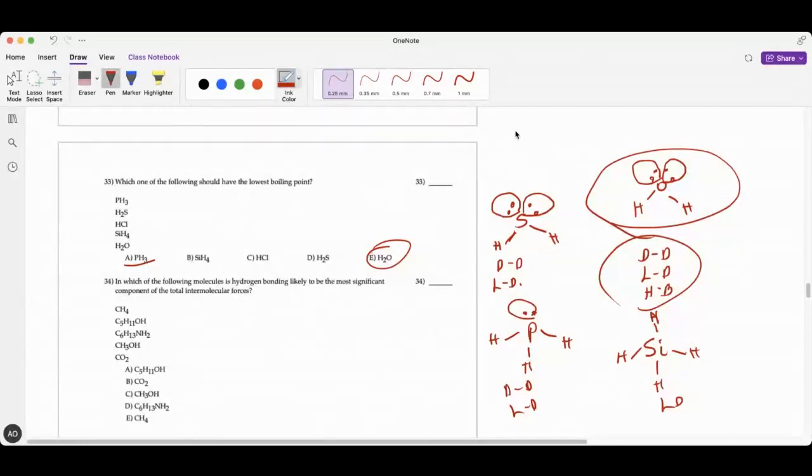Let's see, the HCl we know is polar, right? Because the electrons are going to spend more time around the chlorine. So for number 33, this one here only has the London dispersion forces. So water would have the highest boiling point, and the silicon with the 4 hydrogens would have the lowest boiling point. And that's because it only has London dispersion forces.